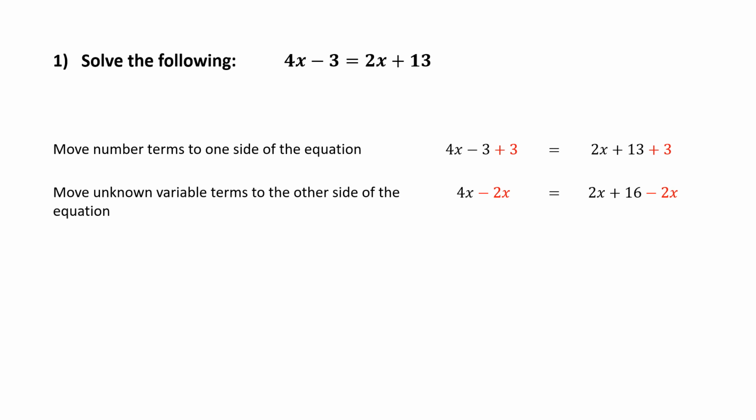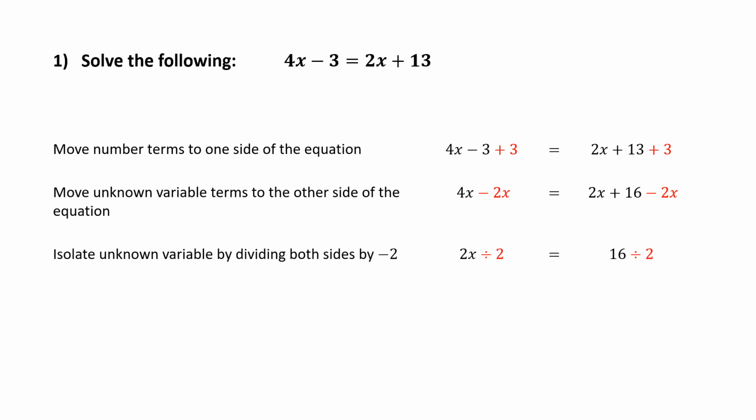So I want to move that x term from the right hand side to the left hand side. So I'm going to subtract 2x from both sides. So doing this, we can see I've got 4x minus 2x on the left hand side. This is going to give me 2x. And I have 2x plus 16 minus 2x on the right hand side. So the x terms are going to cancel out on this side, and we're going to be left with just 16.